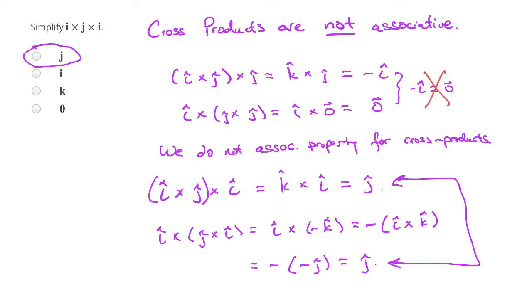So I hope this problem has been insightful, kind of given you something to watch out for, that it really is kind of bad form to write the cross product of three vectors without grouping together which ones that you want to do first, because in general, you may not get the same answer.